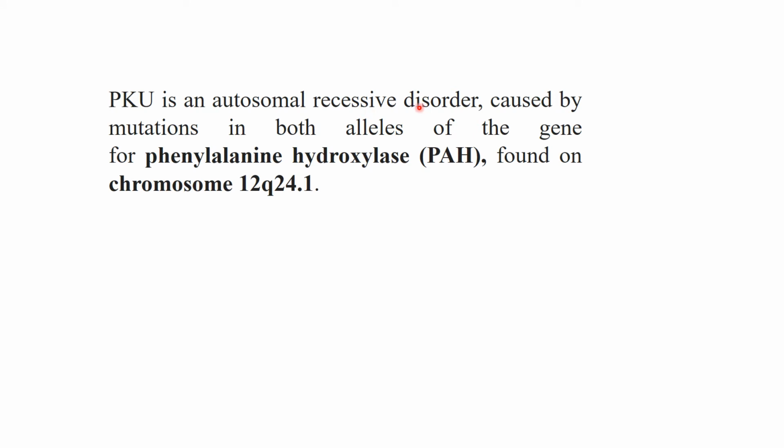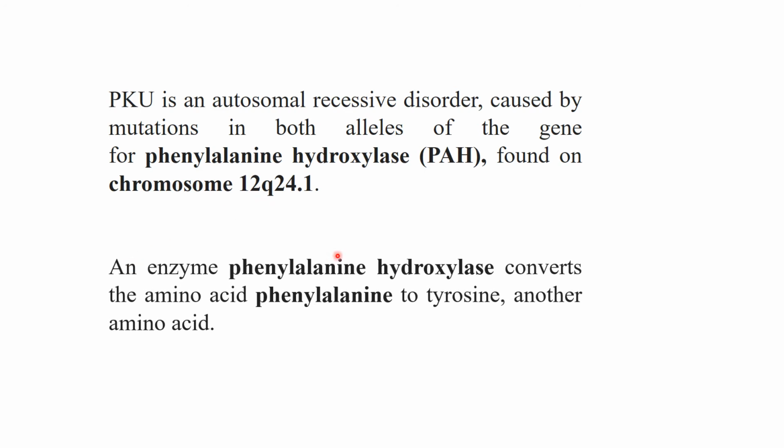PKU is an autosomal recessive disorder caused by mutation in both alleles of the gene for phenylalanine hydroxylase. Phenylalanine hydroxylase is an enzyme that is found on chromosome number 12. 12q24.1 is the address of this enzyme. The enzyme phenylalanine hydroxylase converts the amino acid phenylalanine to tyrosine, that is another amino acid.